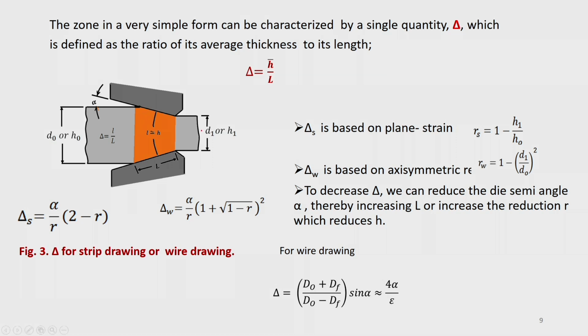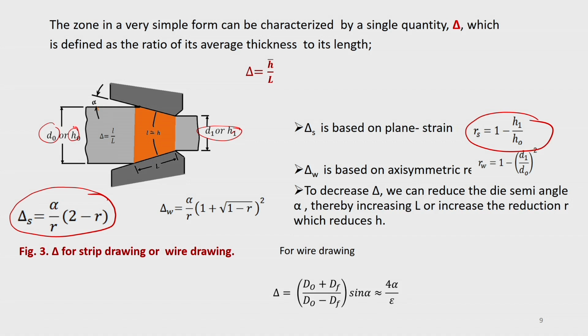If this is the wire drawing operation, you can have, say, maybe one is the plane strain condition. So, you can find out whether it is diameter or height. If it is strip drawing, then you consider this H0. If it is wire drawing, you take this D0, and finally, the corresponding value at the output will be H1 and D1 respectively. So, we can find out this sigma s by this relationship, alpha by r into 2 minus r. Okay. That is based on the plane strain condition, where r s is equal to 1 minus h1 by h0.